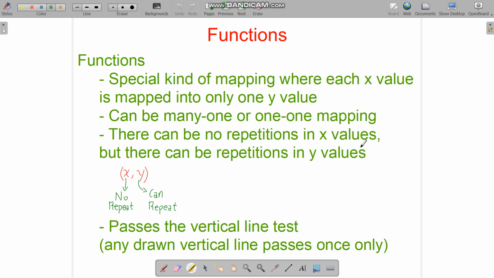A function is a special kind of mapping where each x value is mapped into only one y value. It can be many-one or one-one mapping. There can be no repetitions in x value, so no repetition in x, but the y can be repeated. And the test to make sure that your graph is a function or not, you can just draw a vertical line, and if the vertical line passes once only or not more than once, then it's a function.